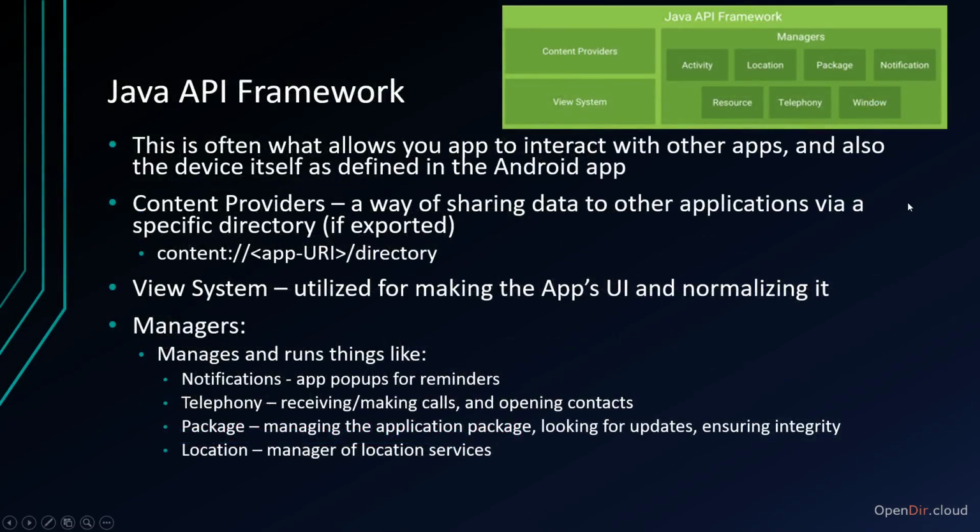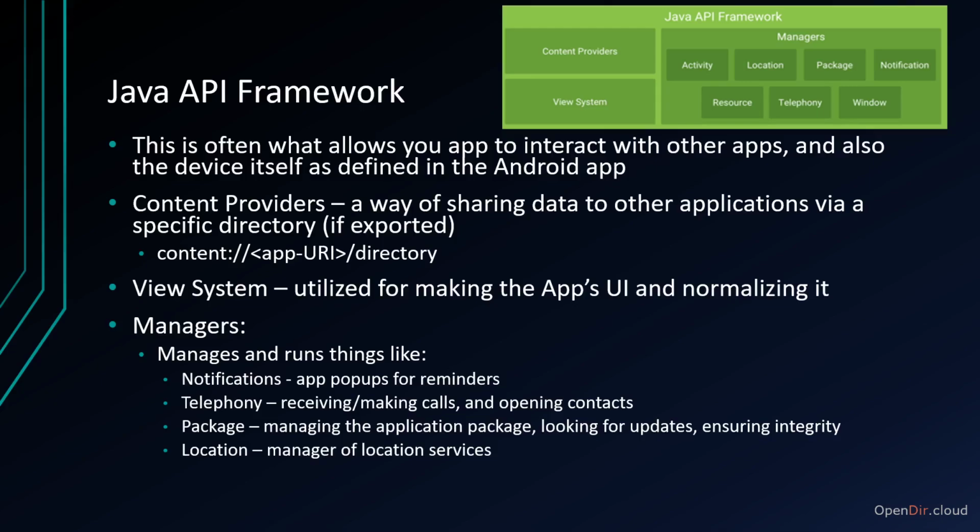Okay, now moving into the Java API framework, and this is really what allows your app to interact with other applications as well as the device itself. So in the Java API framework here, you can see we have things like content providers, which is a way of sharing data to other applications via a specific directory. Usually it's in this format: content://, whatever the application URI is, /directory. And this is something we'll be looking for in our static analysis process to see if our application is sharing any data out there.